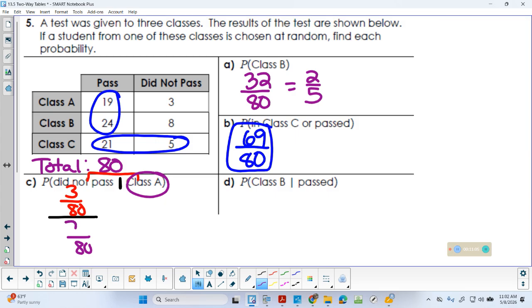22. It's all right. So we've got 3. We know the 80s are going to cancel, so we're down to 3 over 22. Does 3 over 22 reduce? No. All right, final hurrah here.